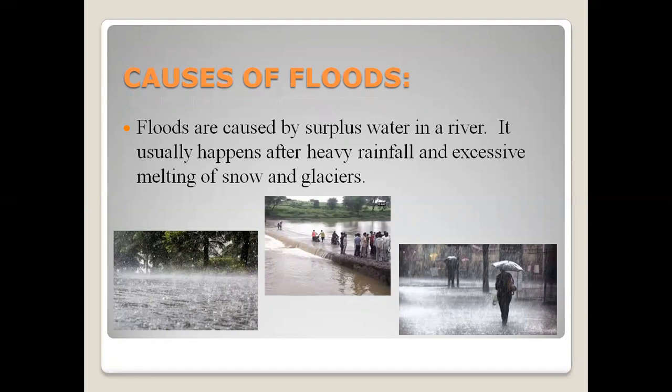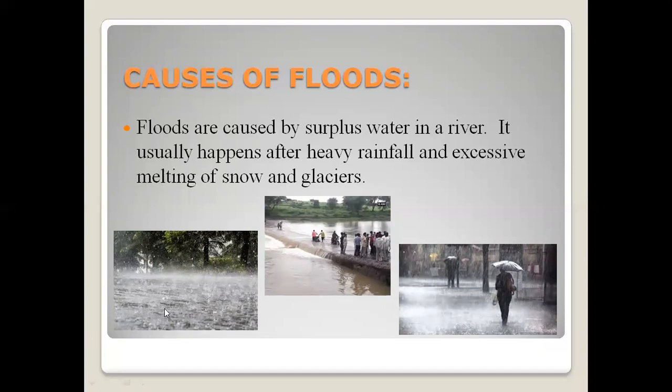It usually happens after heavy rainfall. That's obvious. When it rains heavily, water comes in a heavy amount. It is stored in a river, but a river can store it only in a specific quantity, up to its limit. When its limit is crossed, or when a river is not able to store more water, it overflows. So heavy rainfall can cause it, and excessive melting of snow and glaciers also causes floods.